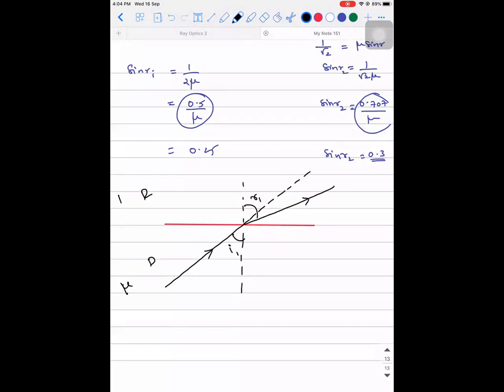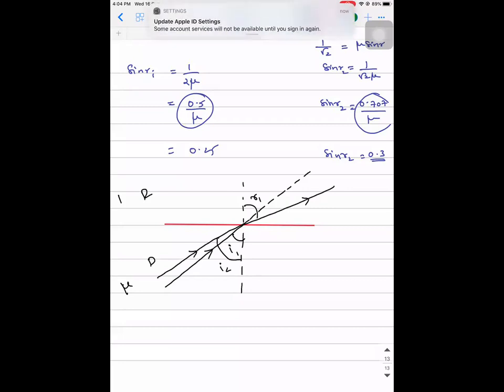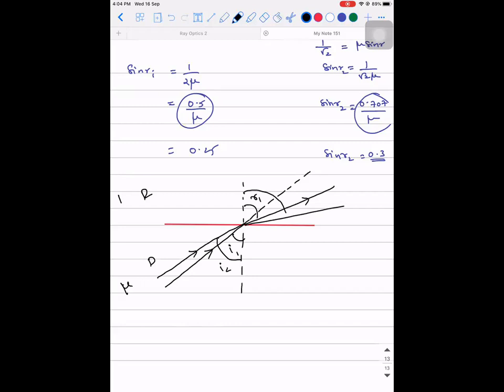Now, if I increase the angle of incidence, let's say to I2, then what would have happened to the angle of refraction? It will increase for sure. So here it is increasing in such a way that the ray is being pushed away from the normal. So when the ray has the tendency to be pushed away from the normal, can I say the ray is getting bent more towards the boundary? Yes.